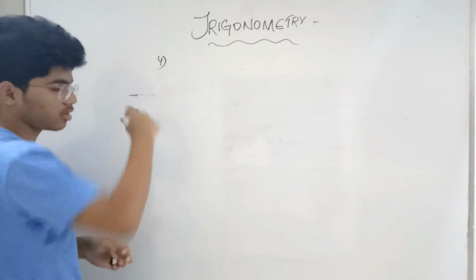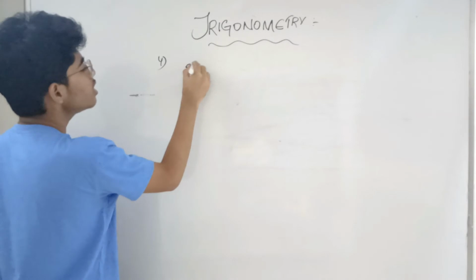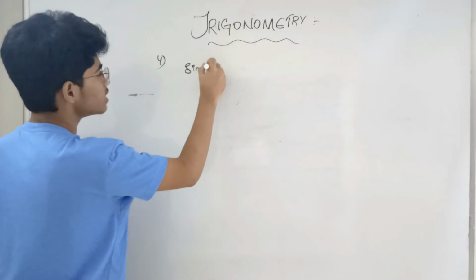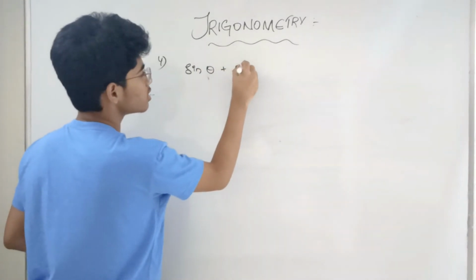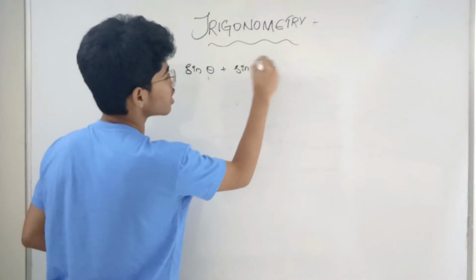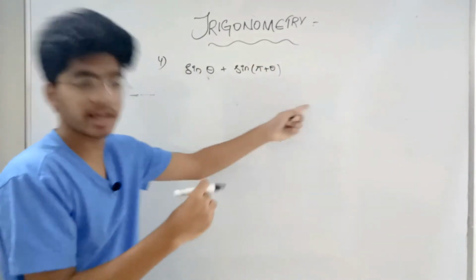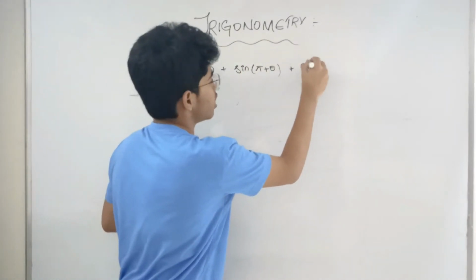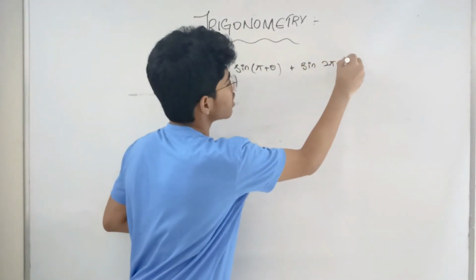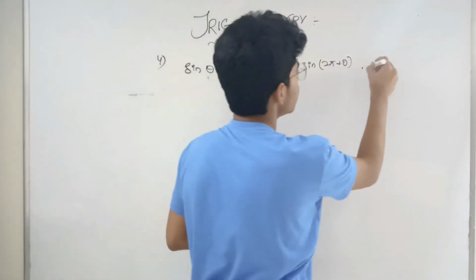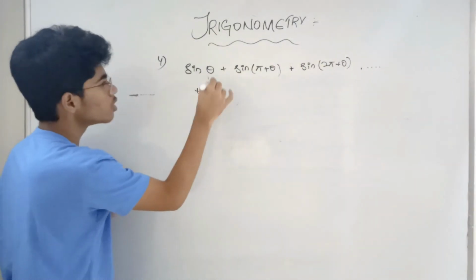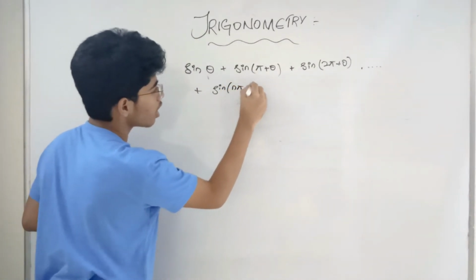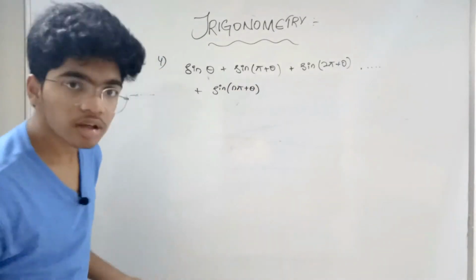The third one was completed, now the fourth one. Sine theta plus sine (pi plus theta). You got it? Pi is 180 degrees in trigonometry. Plus sine (2 pi plus theta), and so on up to sine (n pi plus theta). How are you going to solve this?